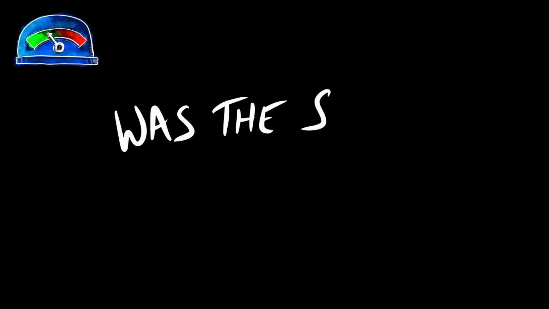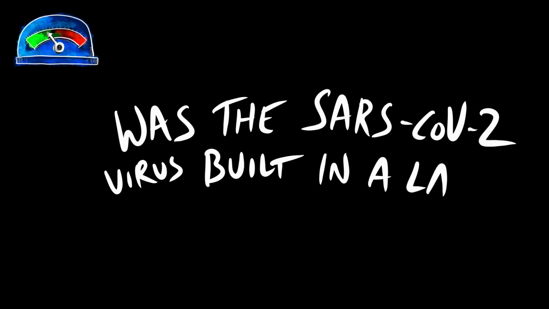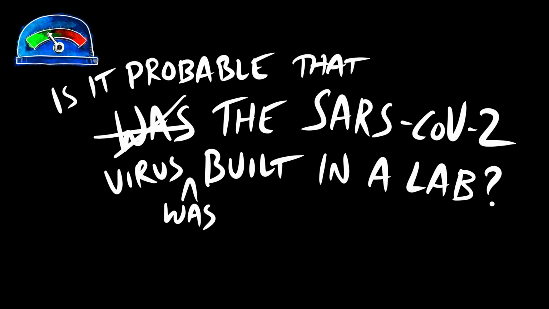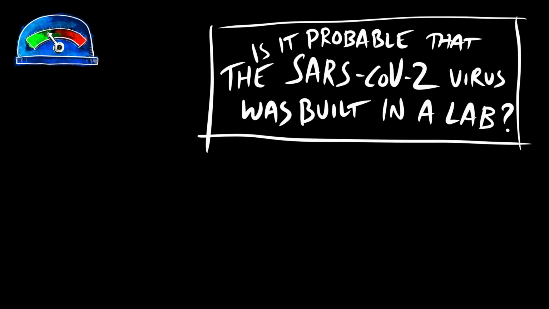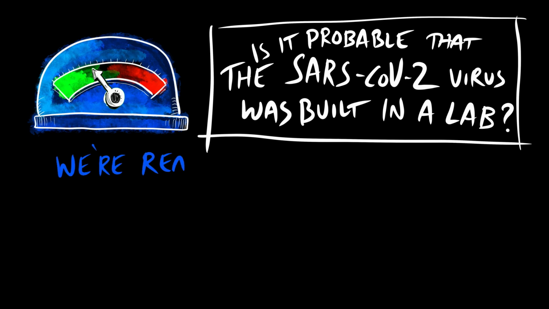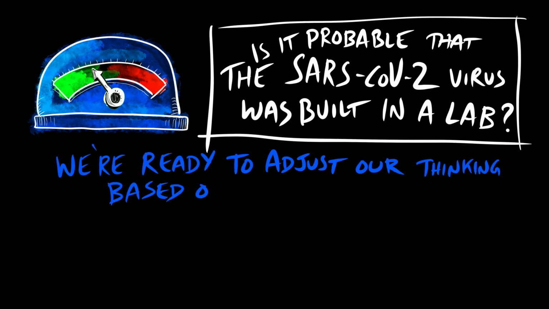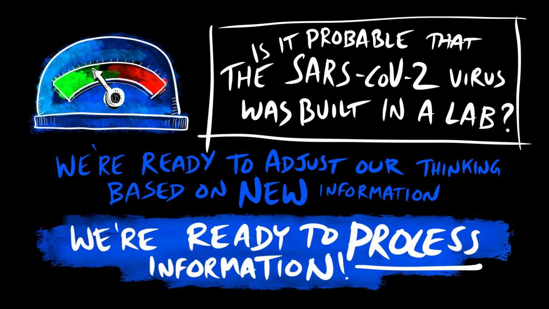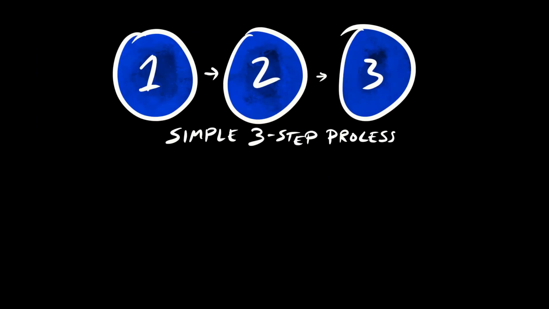Now let's use that scientific thinking and apply it to our coronavirus question. First thing we have to do then is change the question so we can think in probabilities. Is it probable that the coronavirus was made in a lab? So here's our question, here's the probability meter, and now we're ready to adjust our thinking based on new information. Now we're ready to process information, and we're gonna do that in part 2 with our 3 steps.